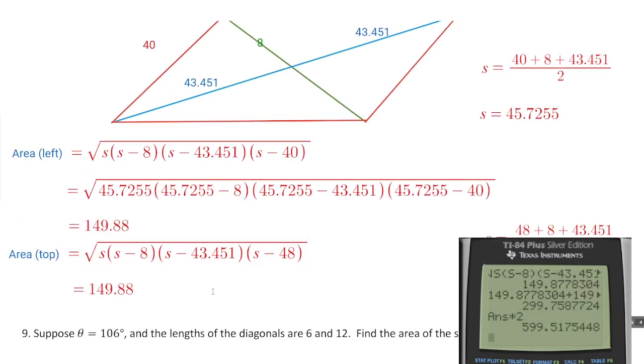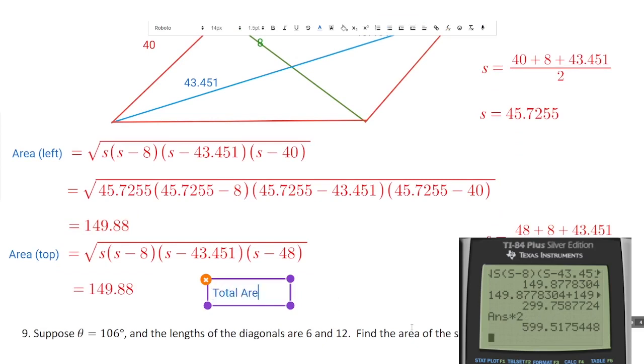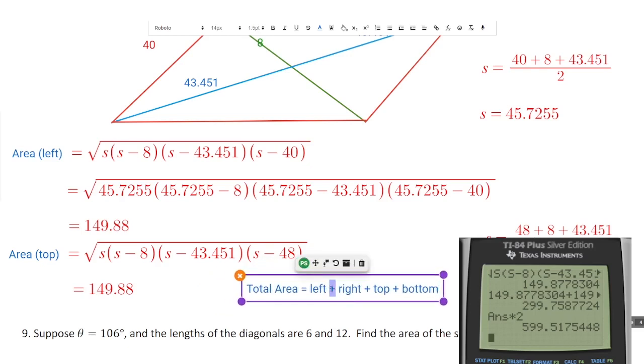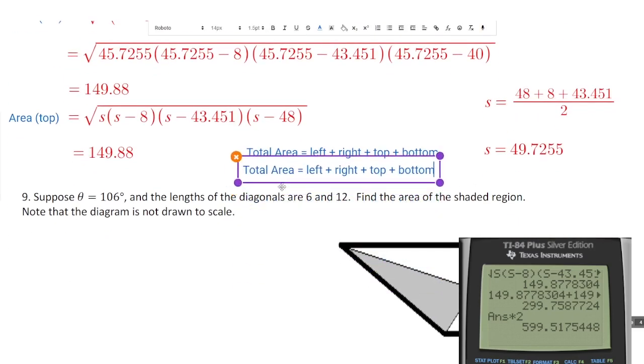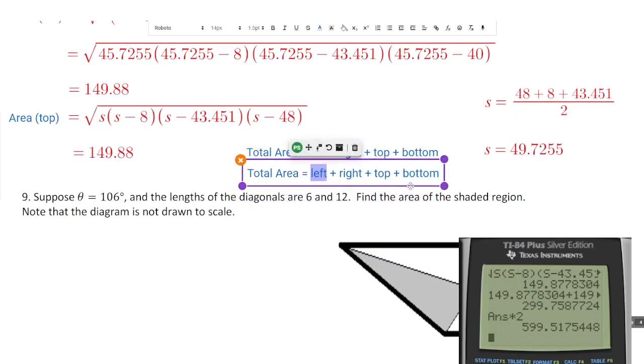So maybe I should break that down. The total area is going to be the left plus the right plus the top plus the bottom triangles. We already know what all these values are. Okay, they're all going to be 149.88.